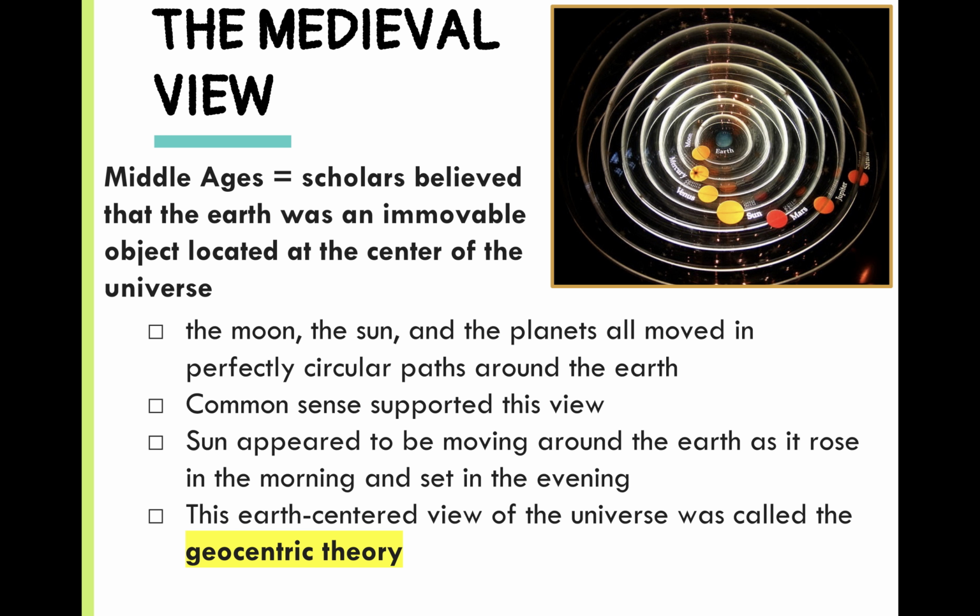So the first thought here is the medieval view. In the Middle Ages, scholars are going to believe that the Earth was the center of the universe, right? It's this immovable object, and everything else rotates around it. So the moon, the sun, the planets, all of them are going to move in circular paths around the Earth. And common sense is going to support that view. The sun appeared to be moving around the Earth. It rose in the morning and set in the evening. And to them, it made sense that the Earth was going to be the center of that. And that Earth-centered view of the universe was called the geocentric theory.